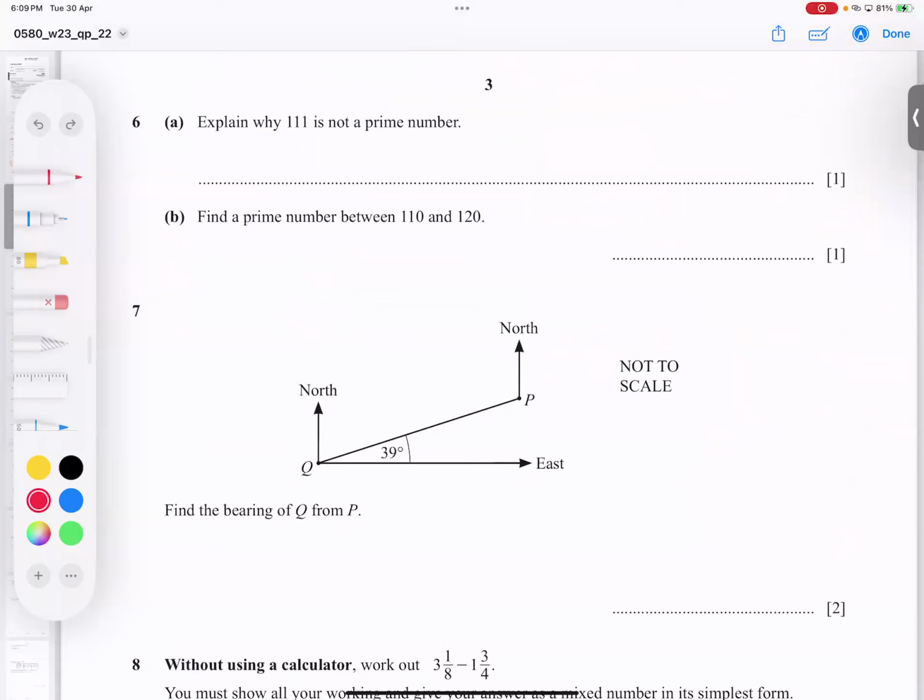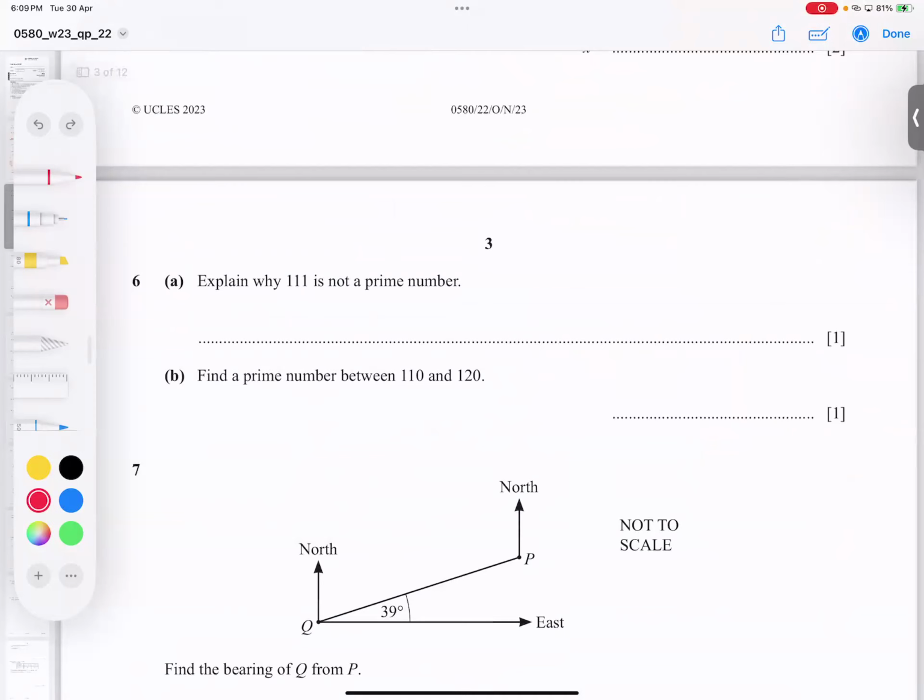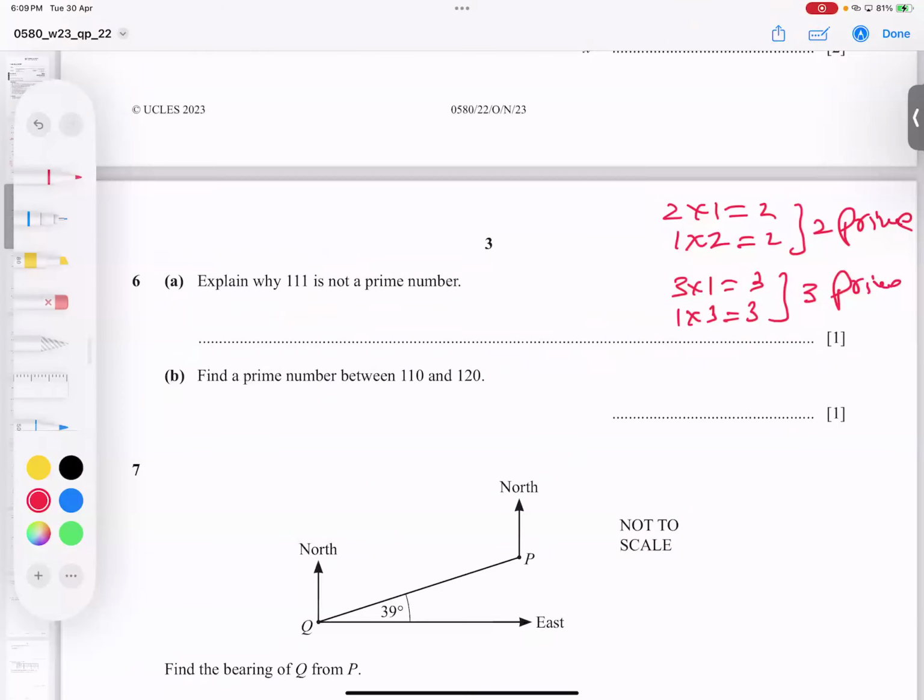Explain why 111 is not a prime number. What is a prime number? Look at the definition. 2 into 1 is 2, 1 twos are 2. A 2 is called a prime number. Logic: I cannot show any other factor. And 3 ones are 3 and 1 three is 3. I cannot show any possible way to get 3, so 3 is a prime number. But 4: 1 fours are 4, but 2 twos are 4 as well. Whenever we have more than 2 possible factors, the number is called not a prime number. It's called a composite number.